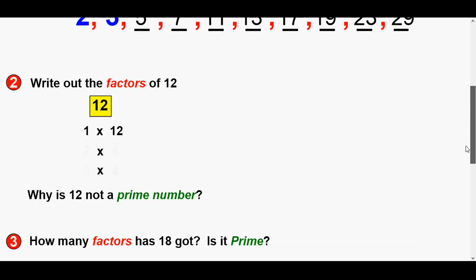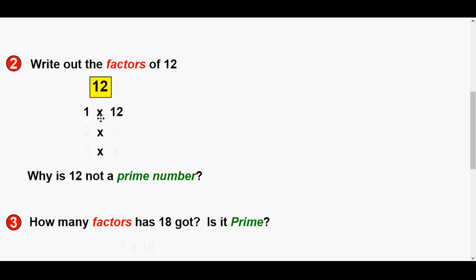Right, okay, question 2. Write out the factors of 12. Okay, so 1 times 12, I always do it in factor pairs. Again, look back at the factors lesson if you want to look at this. But 2 times 6 will make 12, and 3 times 4 will make 12. So in fact, it's 1, 2, 3, 4, 6, 12, so 6 factors of 12, and that's the reason why it's not prime. A prime number only has 2 factors, which must be different.